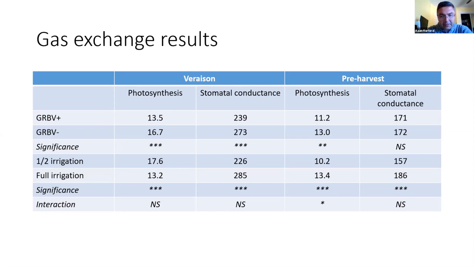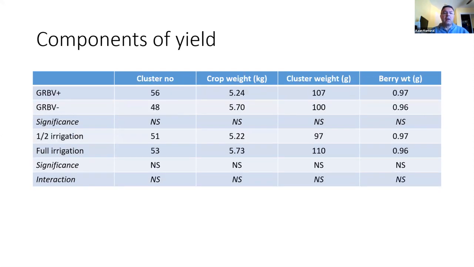Conversely, pre-harvest, as we applied more water, we were able to see an interactive response of grapevine red blotch positive vines to full irrigation that was similar to a red blotch negative response. Likewise, we saw the same thing in stomatal conductance. So replacing 50% of crop demand in this case was helpful rather than reducing the applied water or imposing deficits.